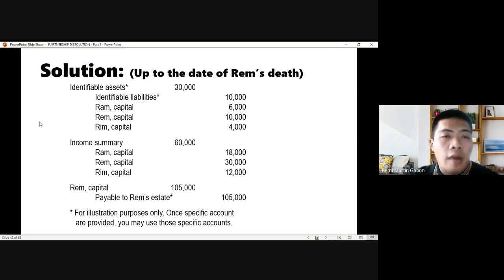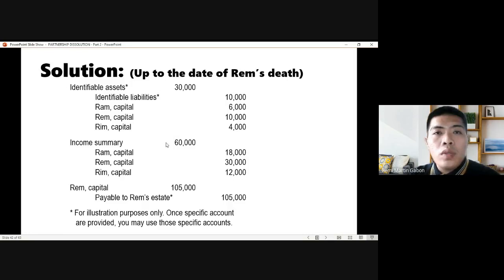Then to reclassify the capital account of REM into a liability account, debit the capital of REM, then credit payable to REM's estate. So we'll make a specialized account title for this one. For illustration purposes, we'll make use of payable to REM's estate. This would be presented as a liability of the partnership to the estate of REM. So good for 105,000.